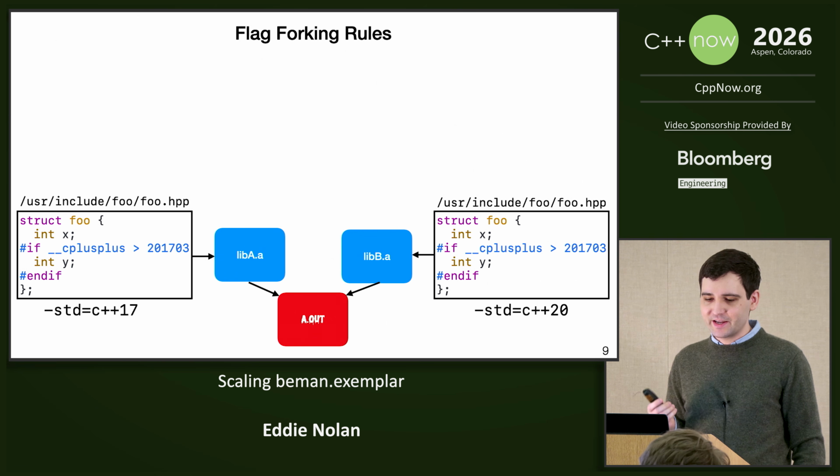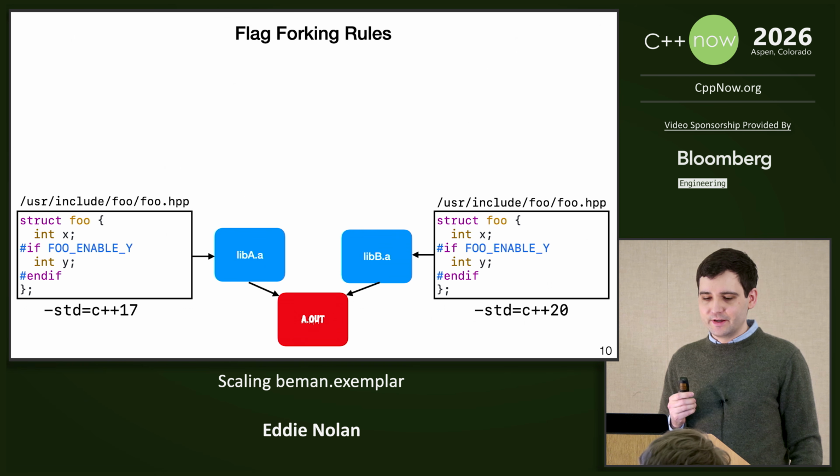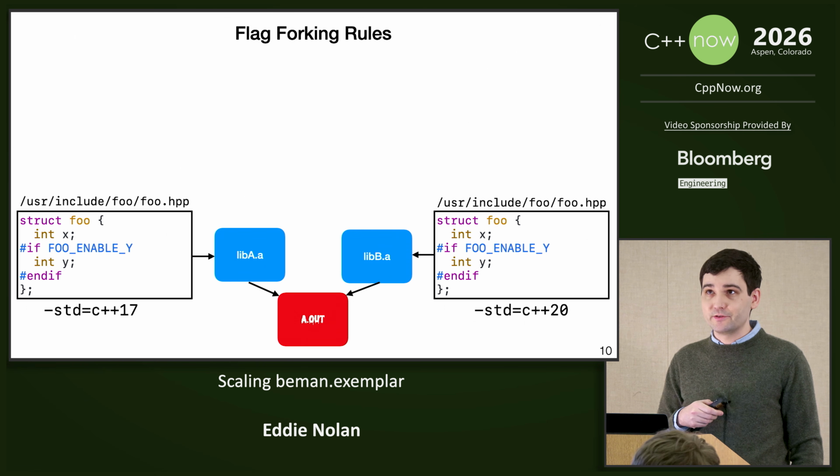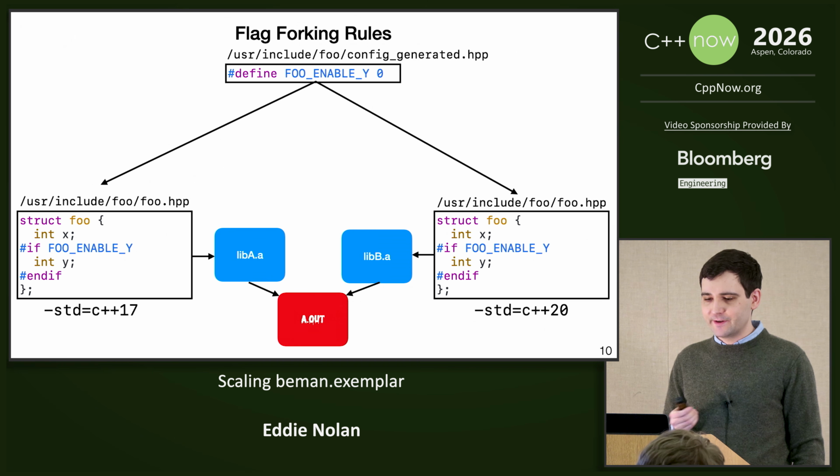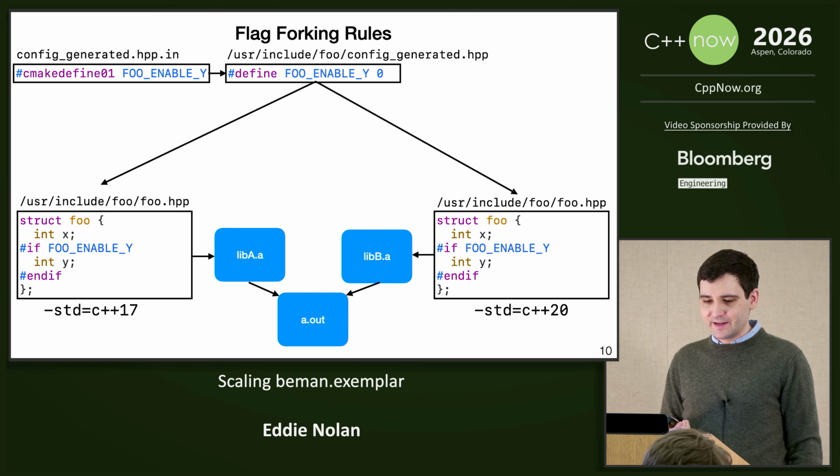So the way that we try and mitigate that is instead of directly using the feature test macros, we're going to define special definitions for those separately. And where those are going to come from, they're going to come from this config-generated.hpp file that's going to provide settings for the macros that don't depend on the C++ standard. And this generated file is going to be generated by CMake. It's going to fix the undefined behavior.